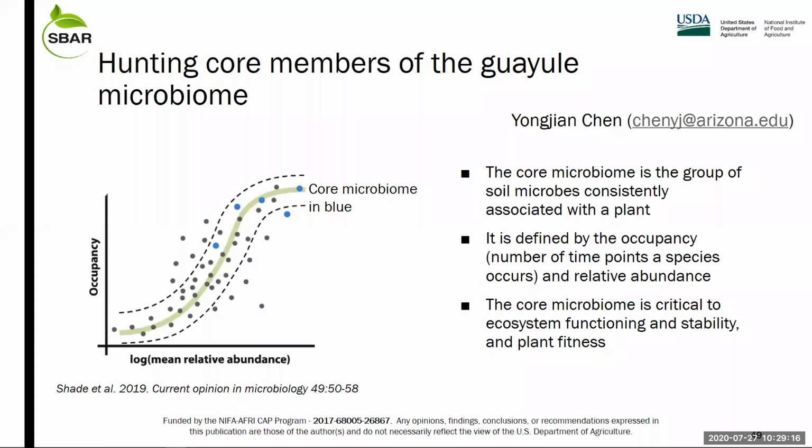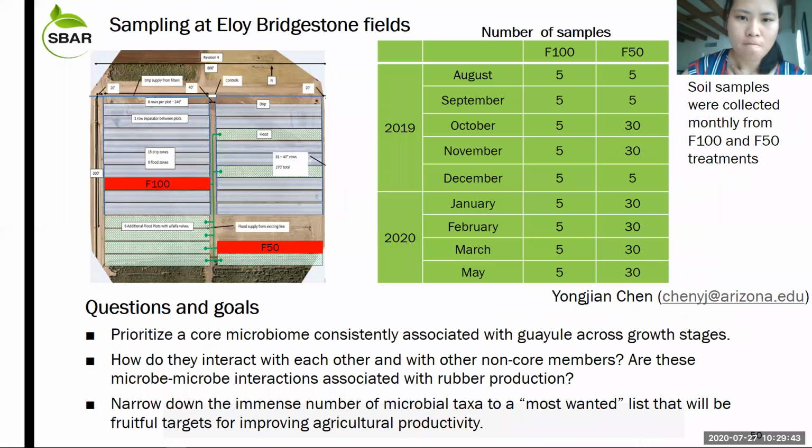Okay, thanks. And finally, our last study is led by postdoc Yongjin Chen, and he's working on characterizing the Waiuli-associated core microbiome. The core microbiome is a group of soil microbes consistently associated with the plant in high abundance, as you can see from the figure on the left. So this graph shows that the core microbiome members are taxa that occur frequently over many locations and that are also highly abundant. Next slide, please.